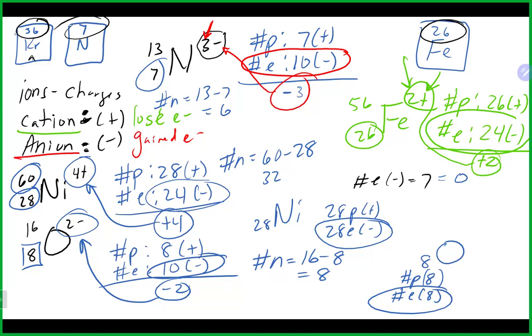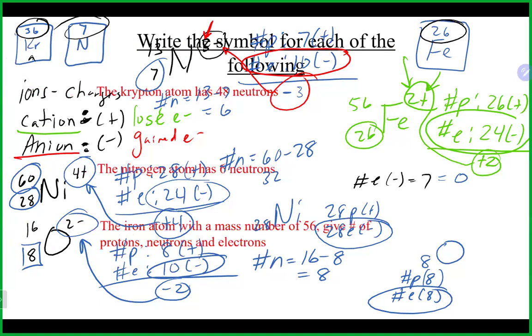Any questions on things with charges, how to adjust? Really just the electrons are the things you're going to adjust in this case. Any questions on that? So clearly you need to be able to figure out the mass number, atomic number, protons, electrons, and neutrons, for things with charges and things without charges. Any questions on any of that? All right.